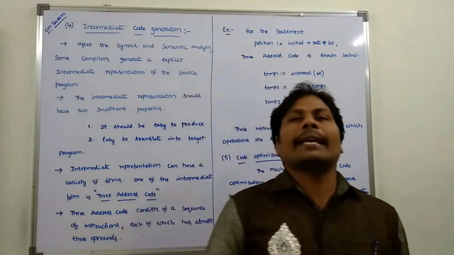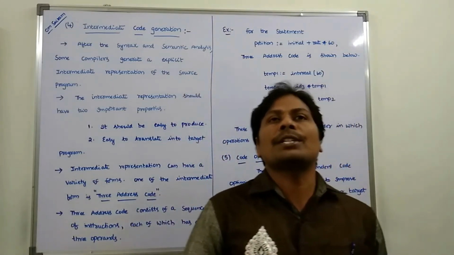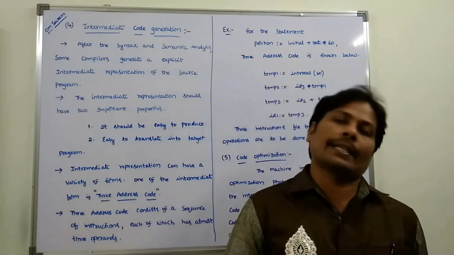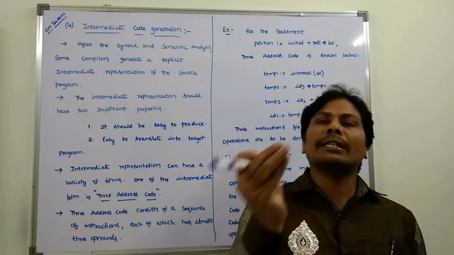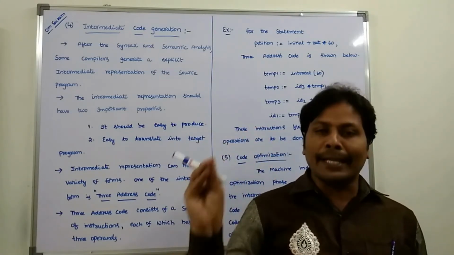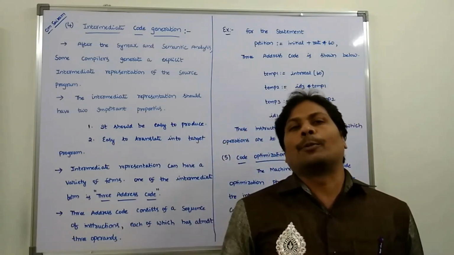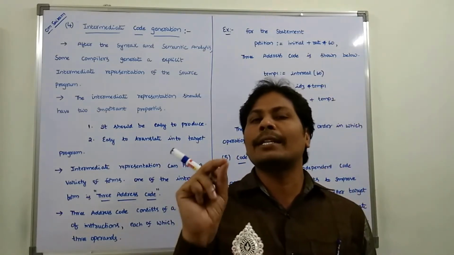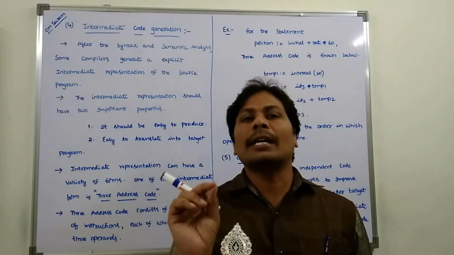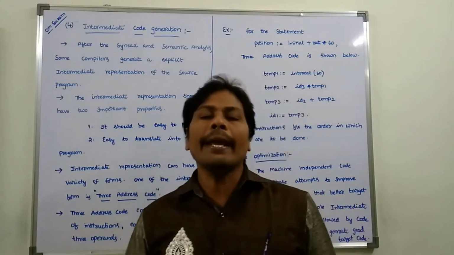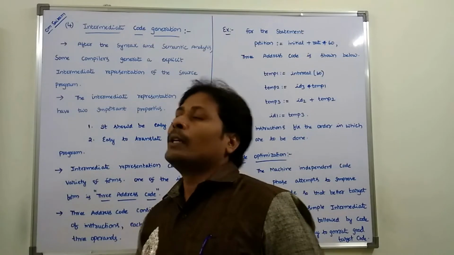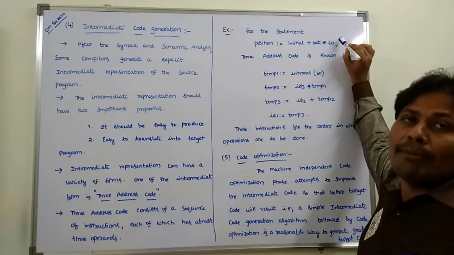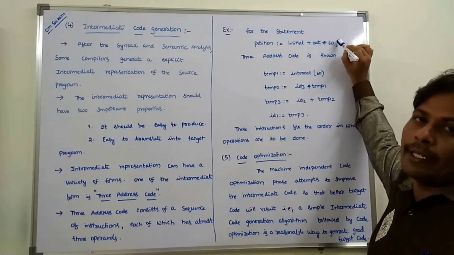Suppose we take the given statement, position is equal to initial plus rate into 60. How are we converting this given statement into three address code? Three address code means each and every instruction or statement contains at most 3 operands. So for example, this is the statement, and it can be converted into three address code.